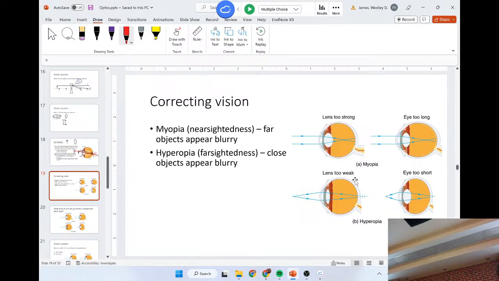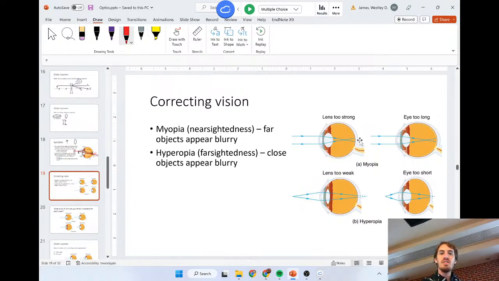So, as far as correcting vision, we have myopia. I'm not going to quiz you on this, so don't worry about not knowing the word. Myopia is nearsightedness. Nearsightedness means you can see things that are near, you cannot see things that are far away. And then you have hyperopia, which means farsightedness, which means you can see things that are far, you can't see things that are near. You can find pictures of these, but we have some nice pictures here that you may not have seen.